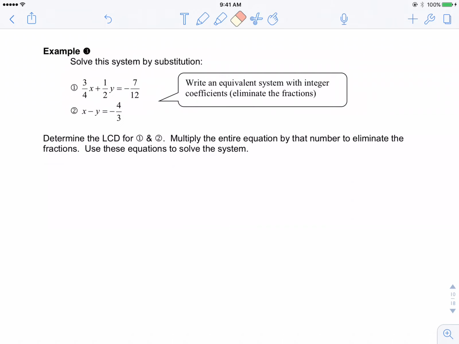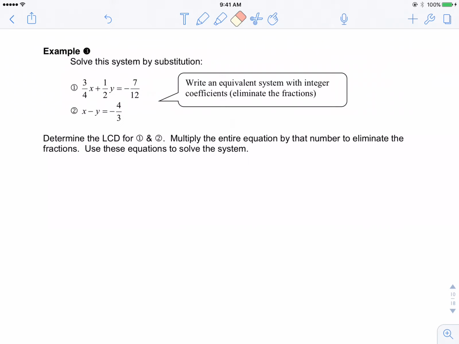Example 3 here, I think that says a 3. Example 3, again, just one step in a more complicated direction. Okay. Solve this system by substitution. Well, we've got some ugly and nasty fractions. Okay. So determine the LCD, lowest common denominator, for equation 1 and equation 2. Multiply the entire equation by that number to eliminate the fractions. Then use those equations to substitute and solve.